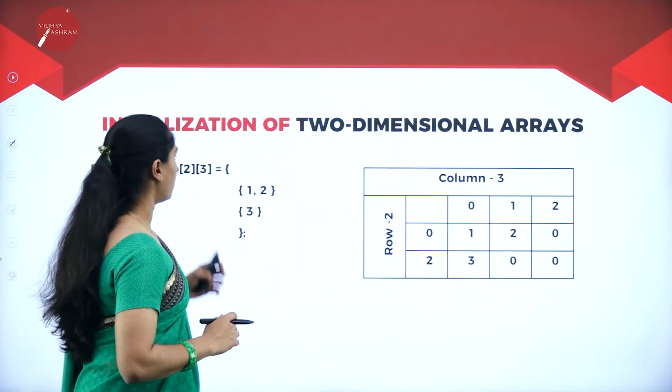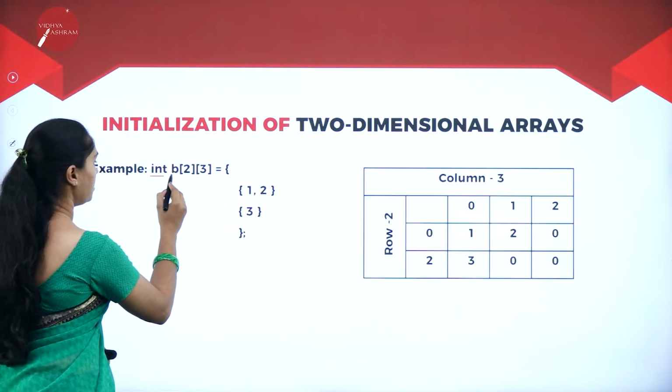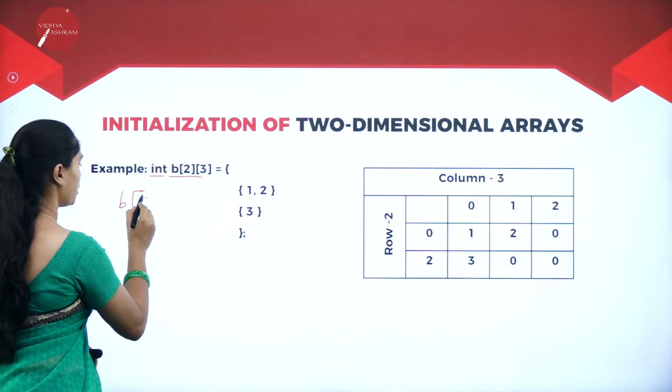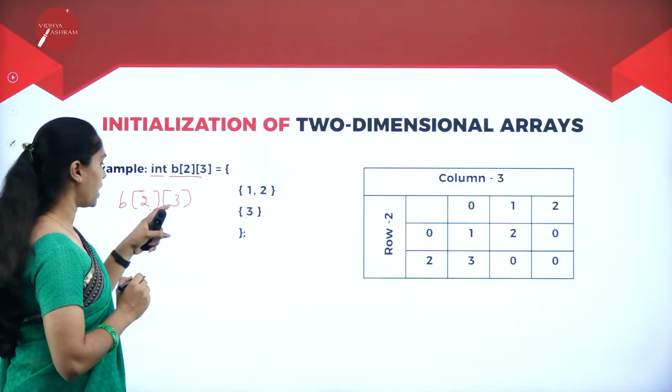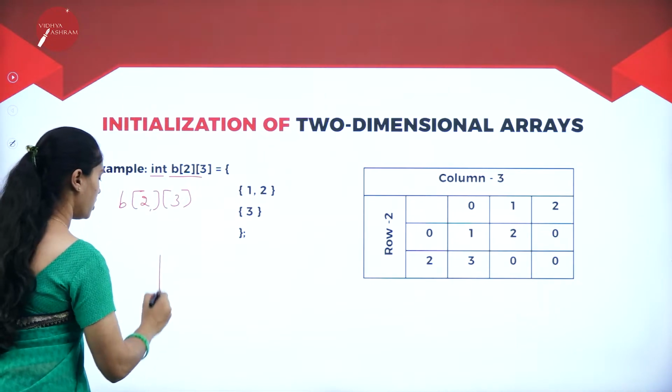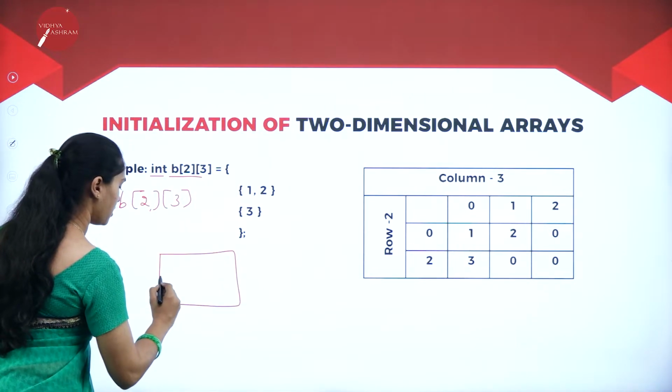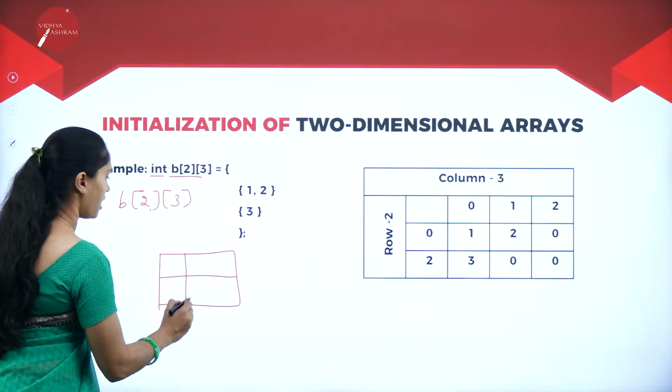Okay, so we'll see one more example. Here, int b[2][3]. What is it indicating? The number of rows is 2 and the number of columns is 3.